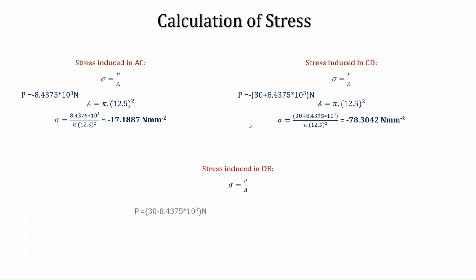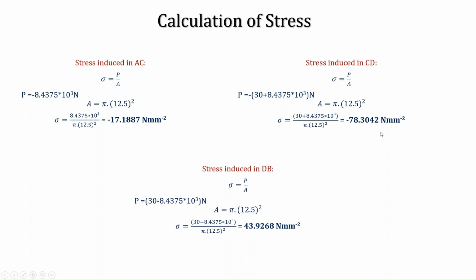So we'll substitute the values. So this is the magnitude of P in the portion DB. This is the area of cross section. So the maximum stress that is induced in the bar is 43.9268 Newton per mm square. That is tensile stress. And we do have the compressive stress with 78.3042 Newton per mm square.